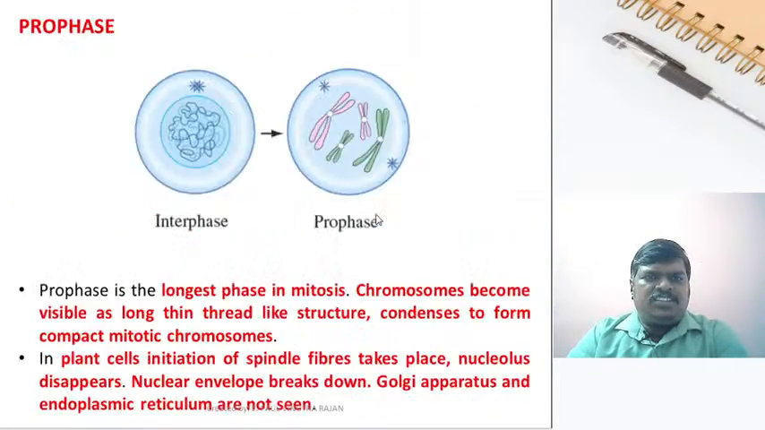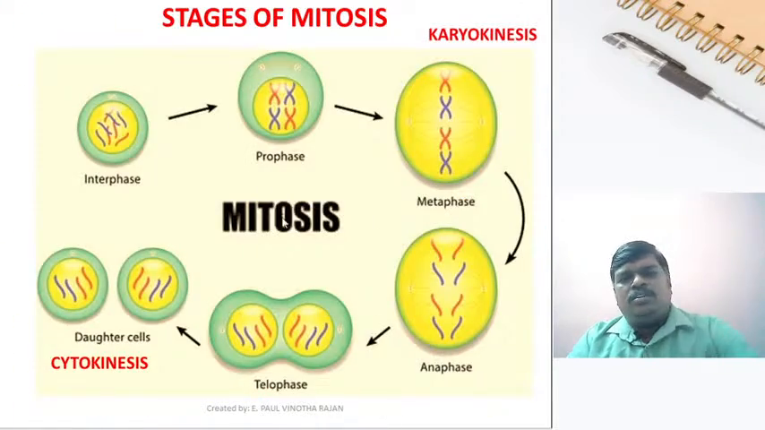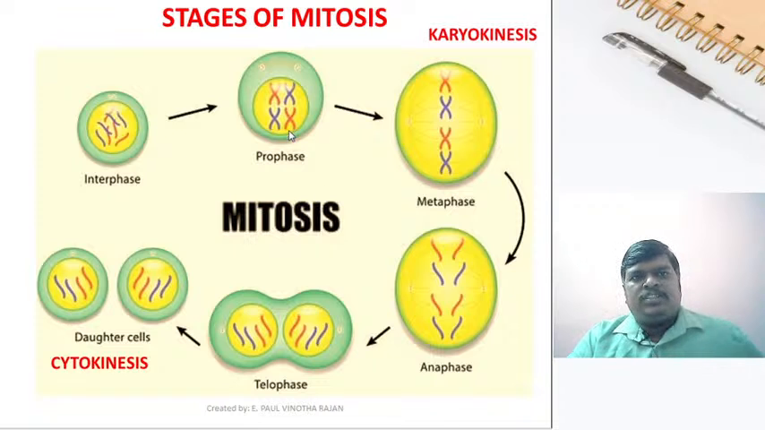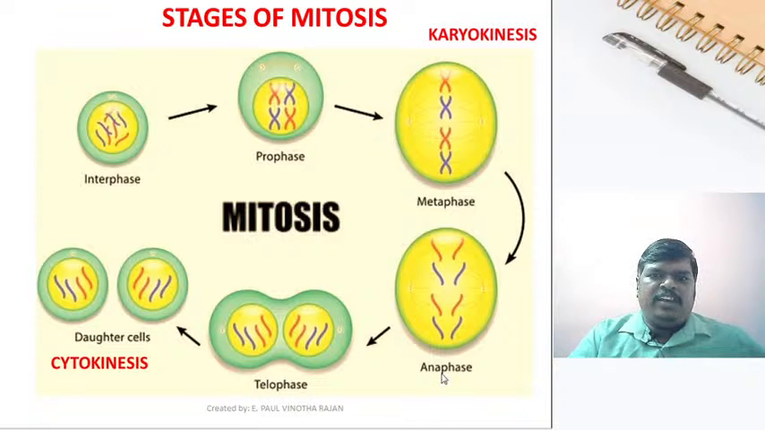Okay, just write the stages. I'll tell you. Put mitosis, and then write prophase, metaphase, anaphase, telophase. 4 phases: prophase, metaphase, anaphase and telophase. These are the 4 phases that are there in mitosis cell division.